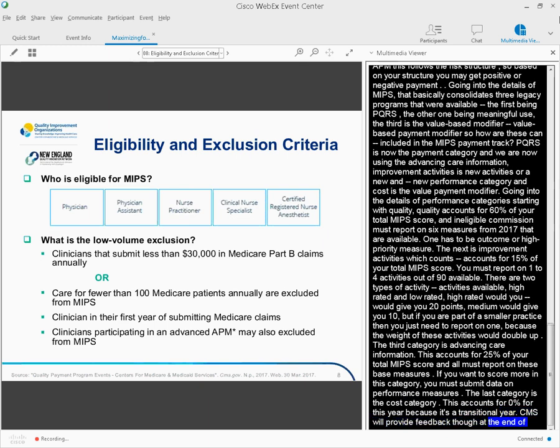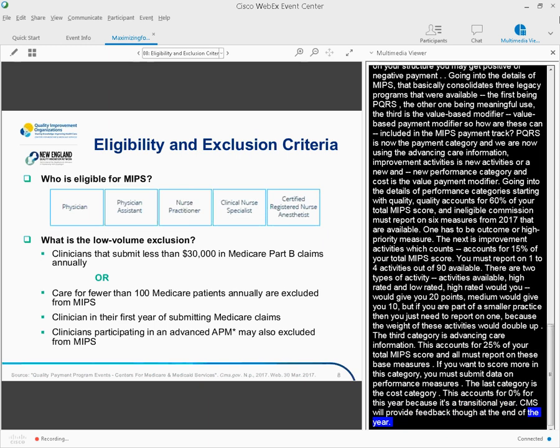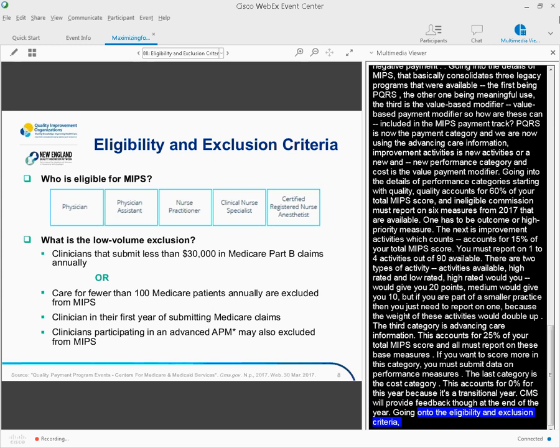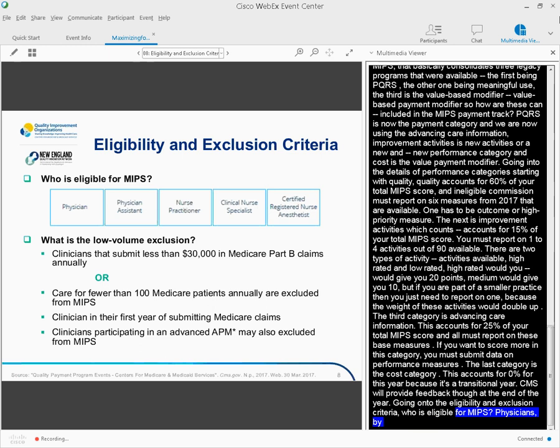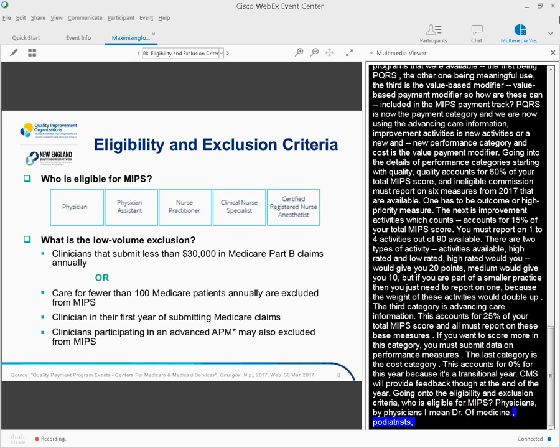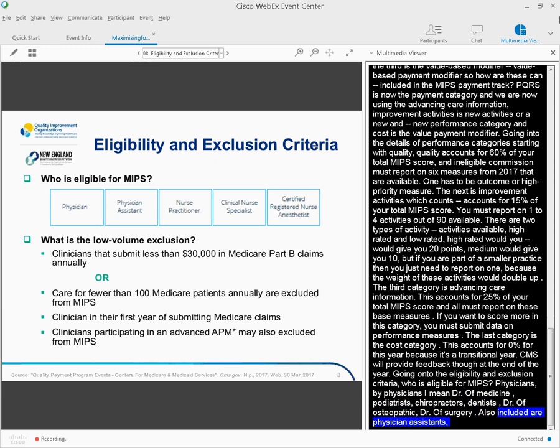Coming on to the eligibility and exclusion criteria. Who is eligible for MIPS? Physicians, by which I mean doctors of medicine, podiatrists, chiropractors, dentists, doctors of osteopathy, ophthalmologists, and doctors of surgery. Also included are physician assistants, nurse practitioners, clinical nurse specialists, and certified registered nurse anesthetists.